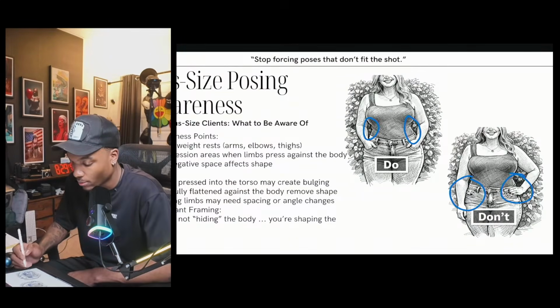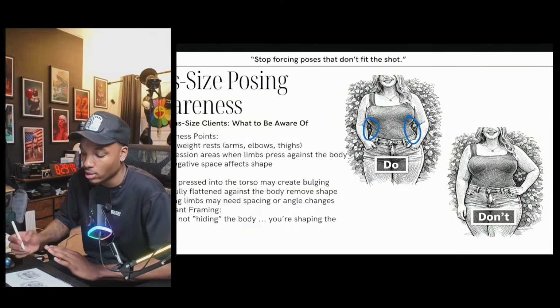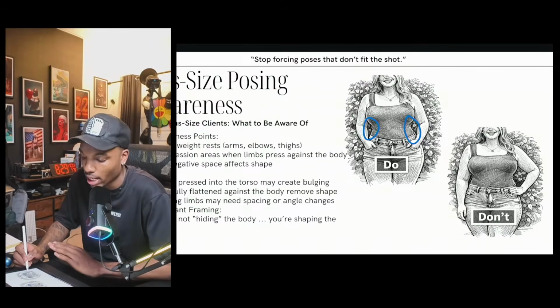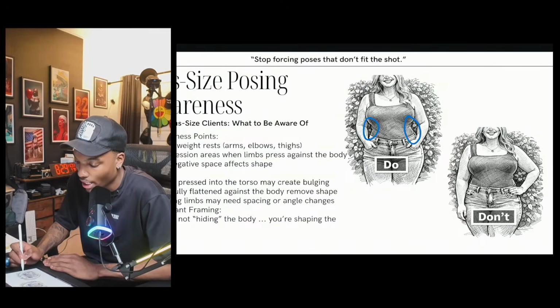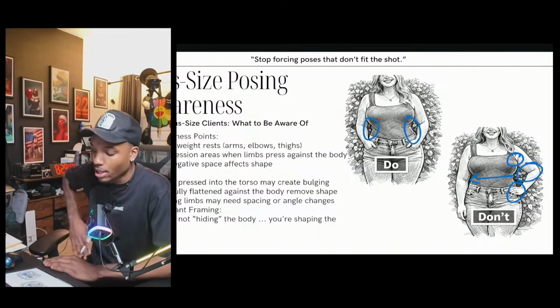So, hold on, let me erase this part. The points of compression here, I'm about to show y'all. If you know taxi, this is one of the poses that I hate the most, right? The part I hate about this pose is this elbow, because it is a compression point. This elbow versus this elbow being more straight out. This is also a compression point, and this is another one. It's pressing against the body.